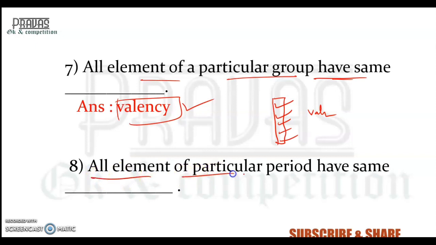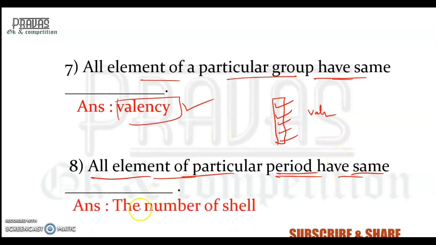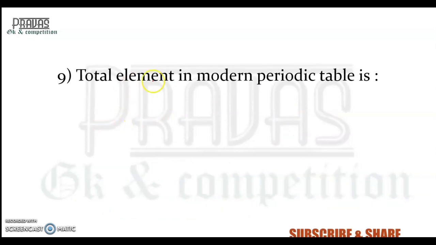Similarly, all elements of a particular period have same. All elements of a particular period have the same number of shells. That is, the period is called the horizontal lines. That is, all elements of a particular period have the same number of shells. The total number of elements in the modern periodic table is 118.